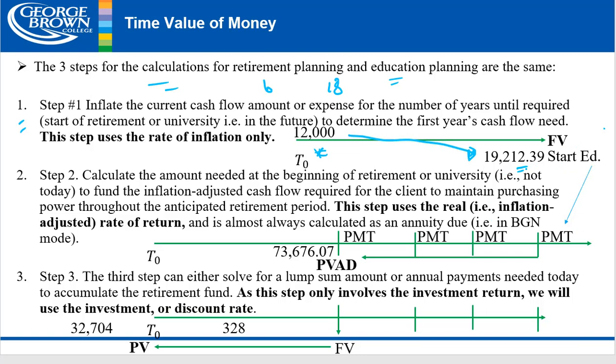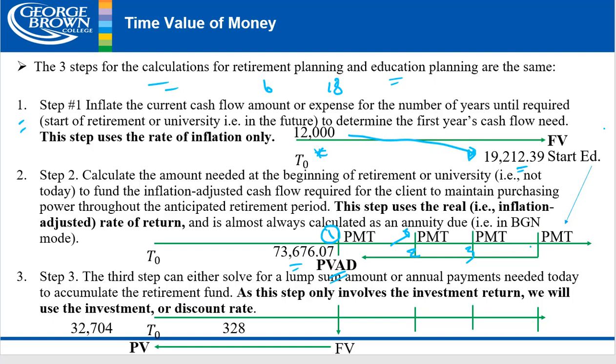That's the annual cost of education, but they're going to go to school for 4 years. So that payment is going to be made at the beginning of the first year. Beginning of the second year, it's not going to be that same amount. That's going to be inflating by 4%, but there's going to be a payment there. So in step number 2, we calculated the present value of the annuity due, gave us $73,676.